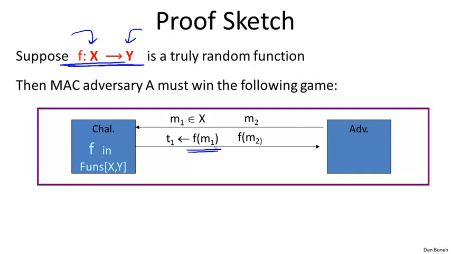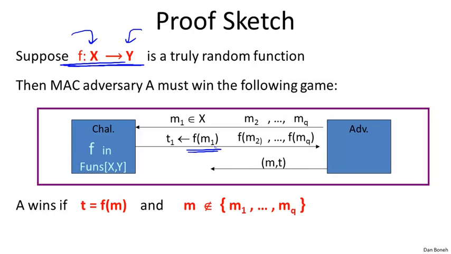And then the adversary gets to choose a message M2 and he obtains the tag on M2. He chooses M3, M4 up to MQ and he obtains all the corresponding tags. Now his goal is to produce a message tag pair, and we say that he wins, remember, if this is an existential forgery. In other words, first of all, t has to be equal to f of m. This means that t is a valid tag for the message m. And second of all, the message m has to be new. So the message m had better not be one of m1 to mq.